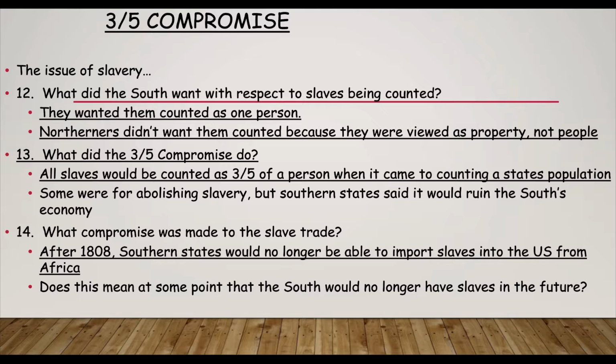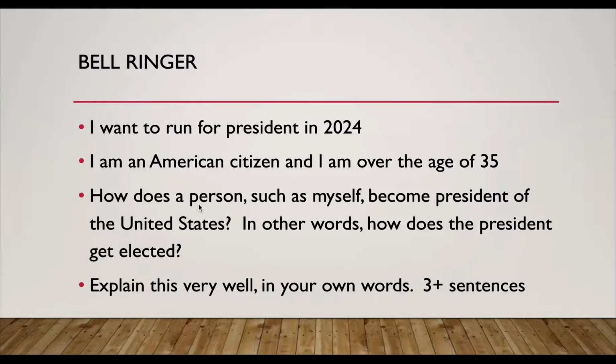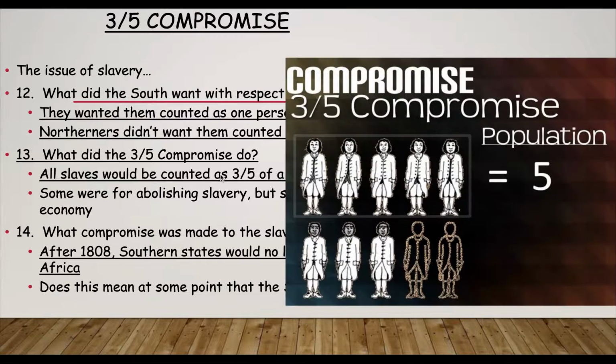And the answer, long story short, is no, because slaves would often have children, and those children that were born to slaves were slaves themselves. So slavery would continue in the South for the foreseeable future. So that is the 3/5 compromise and the slave trade.